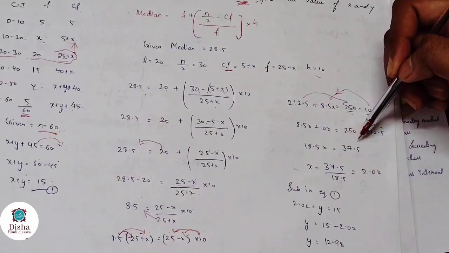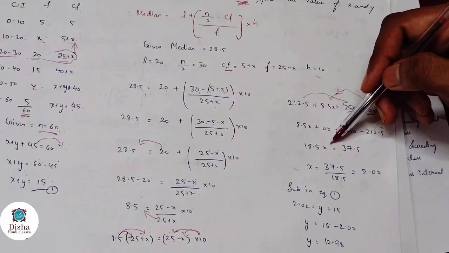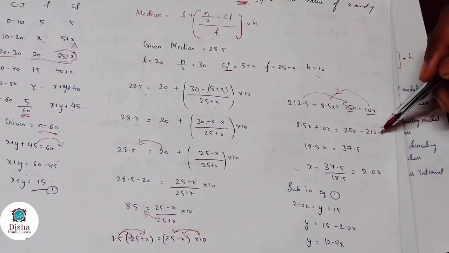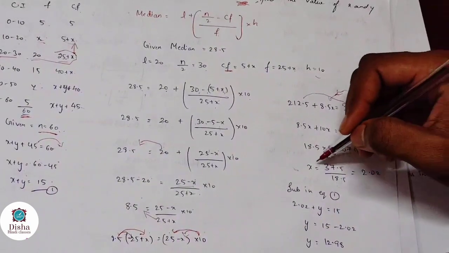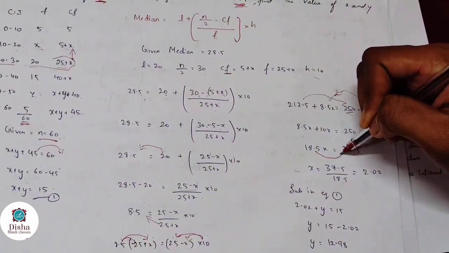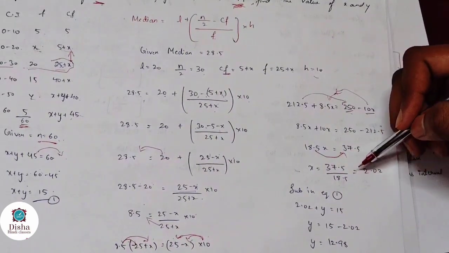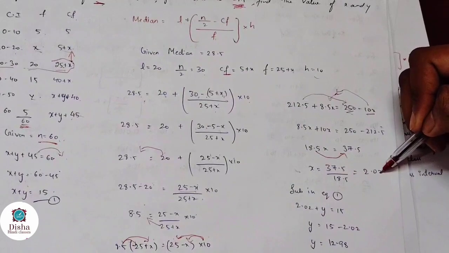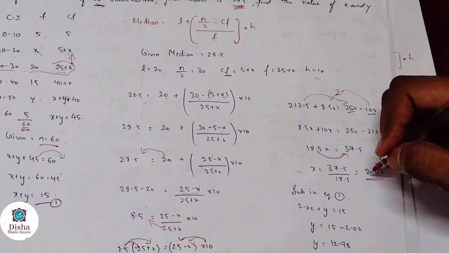So 18.5x equals 37.5. 10x plus 8.5x is 18.5x, and 250 minus 212.5 gives us 37.5. Now x equals 37.5 divided by 18.5, as the 18.5 comes to the denominator, which gives us 2.02. So we got the x value as 2.02.